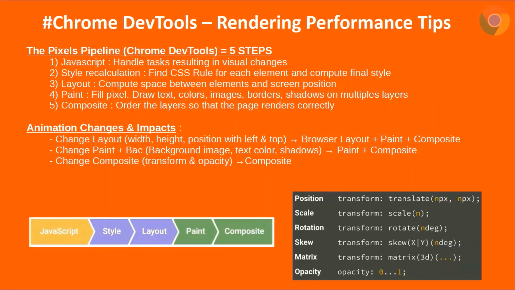If you change the width, height, top and left position, then the browser will run layout, paint and composite. If you change the background image, text color, or shadows, then it will run paint and composite. If you change transform and opacity, then it runs only the composite. You should use transform and opacity for high-performance rendering. These are our guidelines. Enjoy.